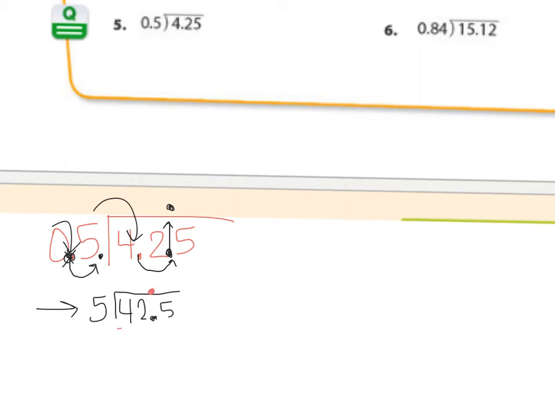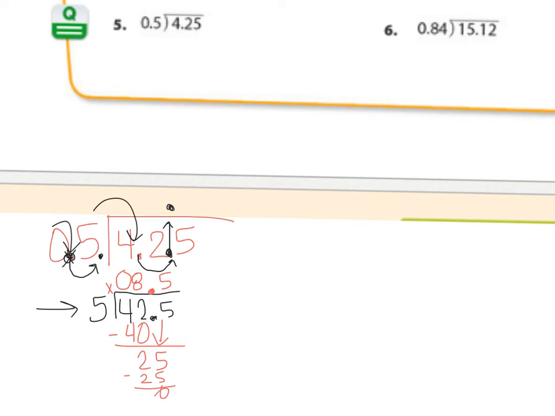Does 5 divide into 4? No. What about 42? Yes. 5 goes into 42 8 times, which is 40. And you have how many left over? 2. And what happens after you subtract? You bring down the next number. Gives me 5. So 5 into 25 is 5. Notice, you guys, I didn't bring down the decimal. Once I put it up there in my answer, that's it. 5 times 5 is 25, and I have 0 left over.